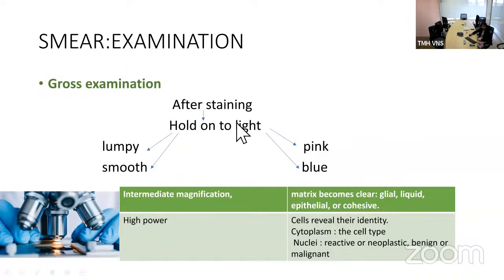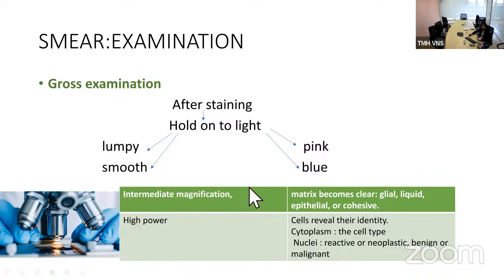Gross examination. After staining also, we can hold it up to light and see how is the appearance of the slide. Now, any blue appearance means there is increased cellularity. It can be an embryonal tumor. The pink appearance can be seen in normal brain tissue or glial tumors. Whether it is lumpy or smooth. Lumpy means it's not adequately smeared, which can be found in meningiomas, schwannomas, or the smear is smooth, like there's a smooth gradient in pituitary adenomas, lymphomas.